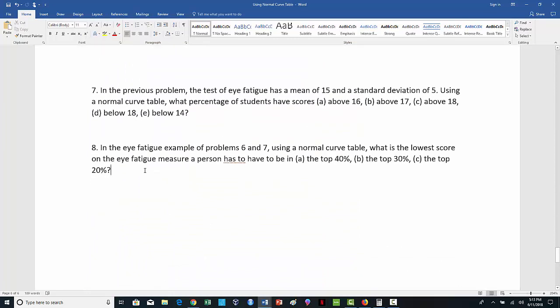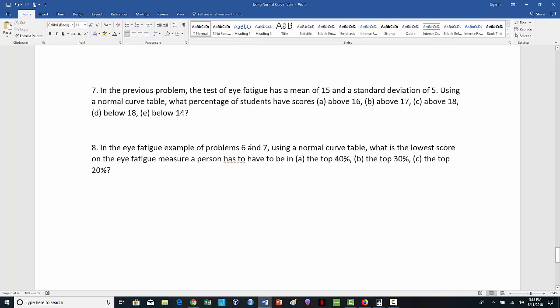And then question 8. Again, following along with the same sort of example, it's saying in the eye fatigue example, and by the way, the details about what the example is are kind of irrelevant here. We're dealing with just a normal curve distribution. So the numbers are really what's relevant. Question 8, in the eye fatigue example from number 6 and 7 that we just did, again, use the normal curve table. What is the lowest score on the eye fatigue measure a person has to have to be in the top 40%, top 30%, and then top 20%.